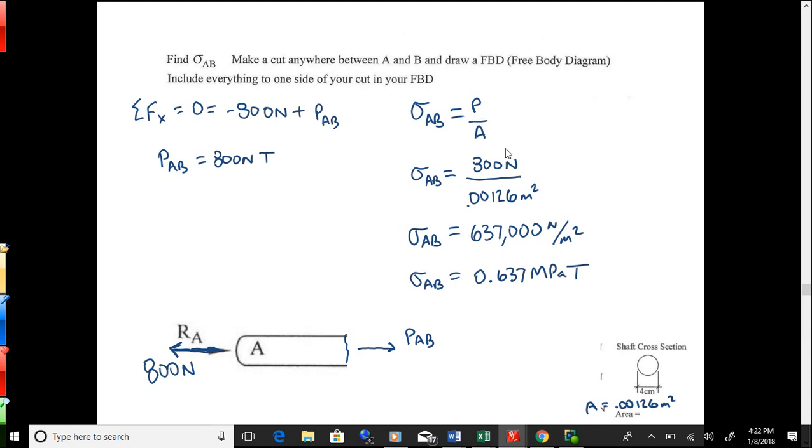Why don't you find the stress in AB then? Or, I'm sorry, between B and C. So find sigma BC. Follow the same steps. Make a cut between B and C. Take one whole side or the other. When you make these cuts, to have a valid free body diagram, you're going to take the whole object to the left or to the right, whichever one suits you. Okay. Got questions?